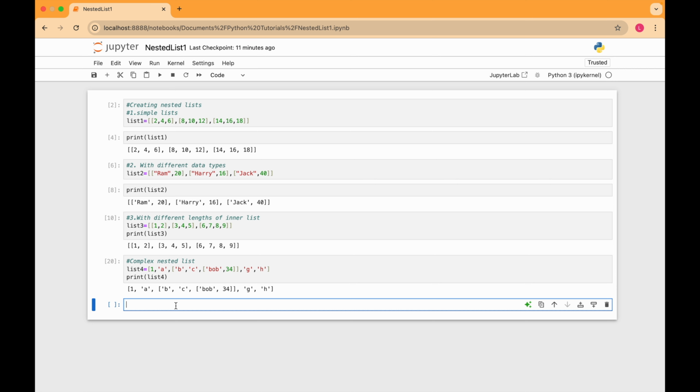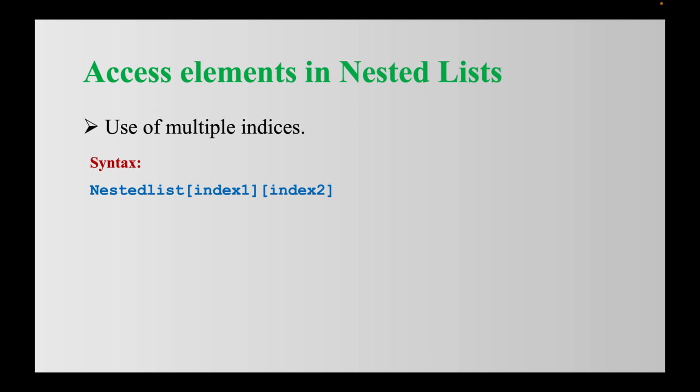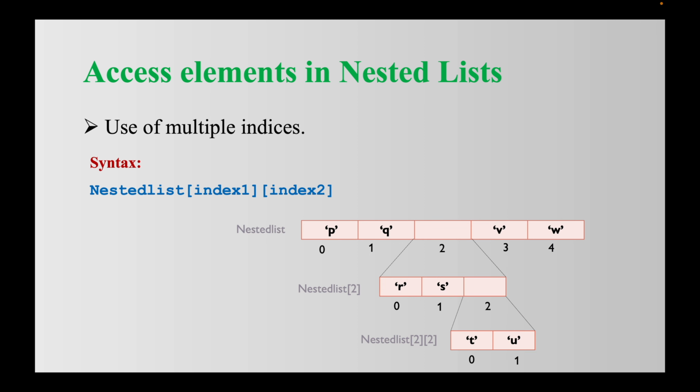Now let's go and see how to access elements of nested lists. We can access elements of nested list using multiple indices, and the syntax is like this. As shown in this diagram, our original list is this nested list, and the index 2 represents another sublist, and again this sublist represents another list. That's why this is how we can represent different inner lists within the list.